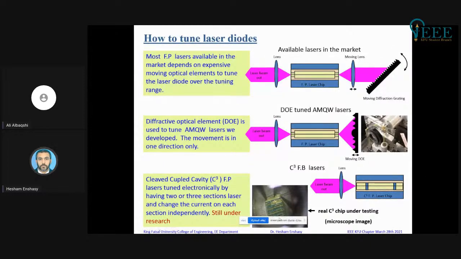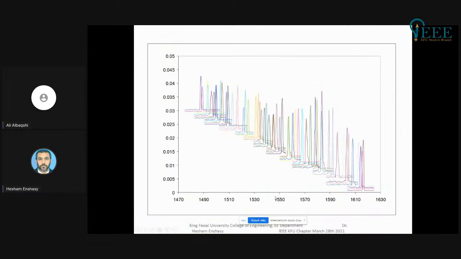This is an actual split cavity laser under testing, and you can see the 3 pieces, which is 1, 2, 3, that generate and control the light. This technology is still under research, especially for very long range tuning. However, for short range tuning, 10 nanometer, 20 nanometer, it's available nowadays, and people use it in optical communication.